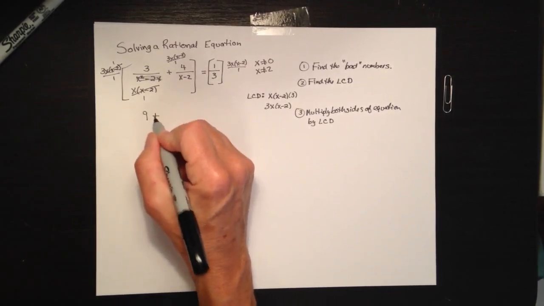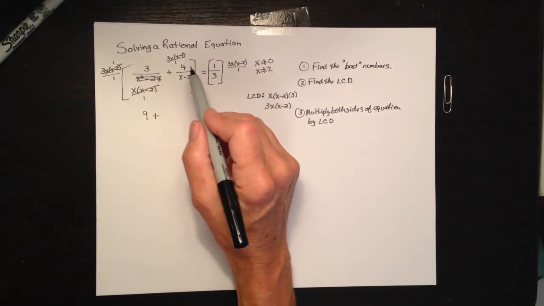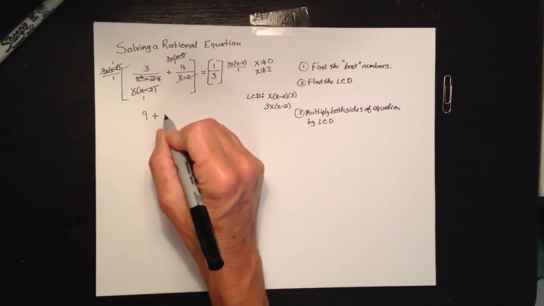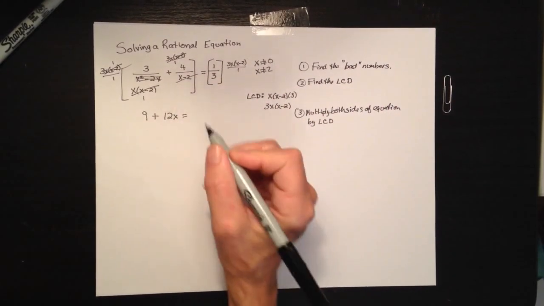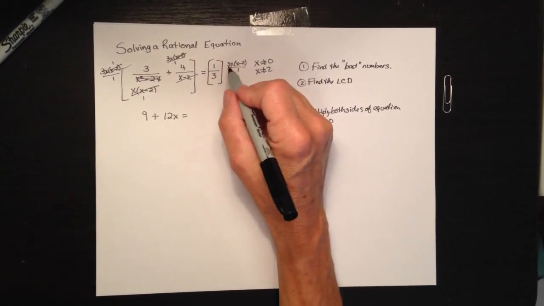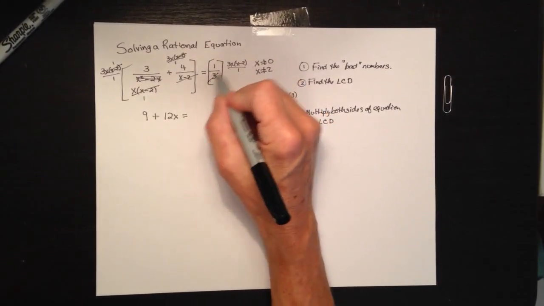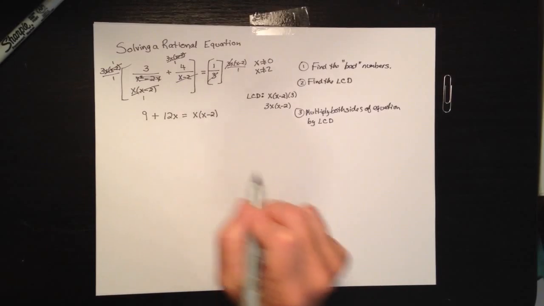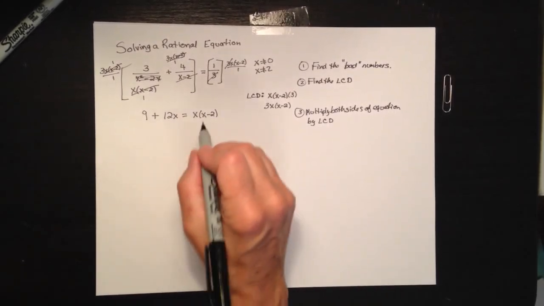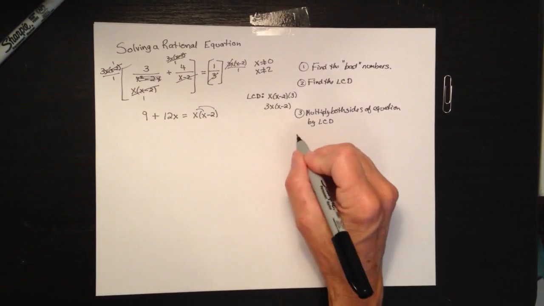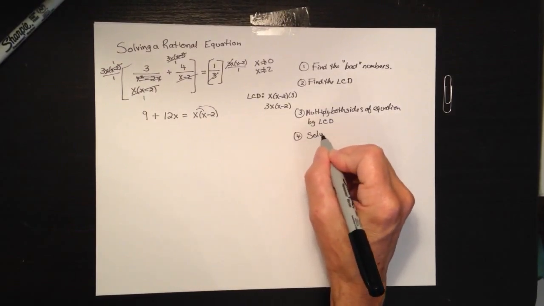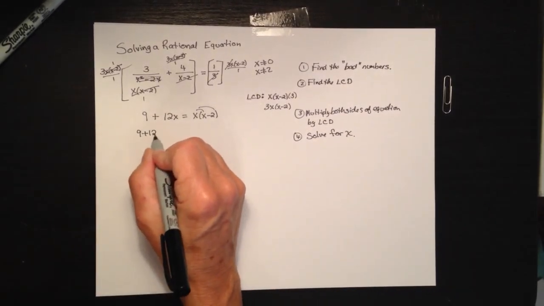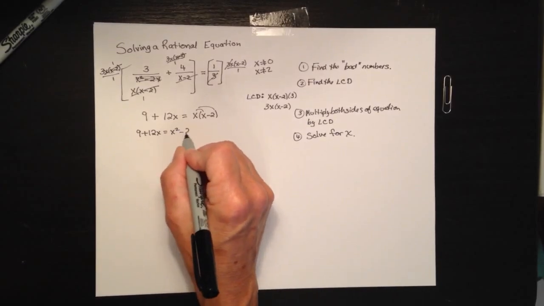Plus, here's my plus sign. Now I look at 3x times x minus 2 times 4 over x minus 2. The x minus 2's will cancel. I'm left with 12 times x. Over here, 1 over 3 times x minus 2. The 3's will cancel. I'm left with x times x minus 2. Now I need to solve this equation, so I'm going to distribute the x. I have 9 plus 12x is equal to x squared minus 2x.